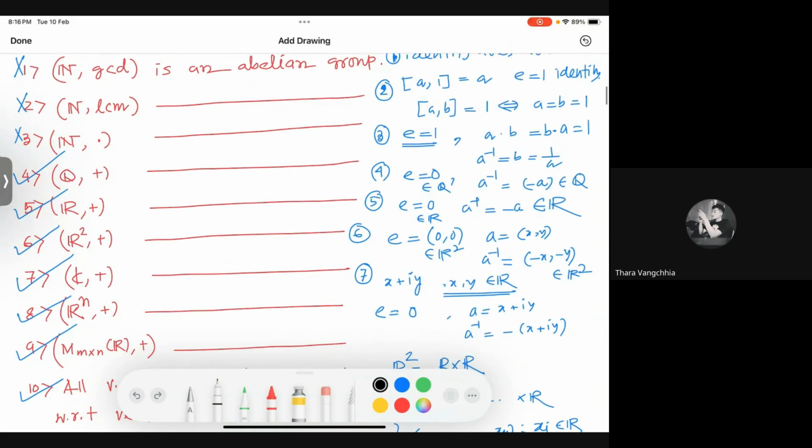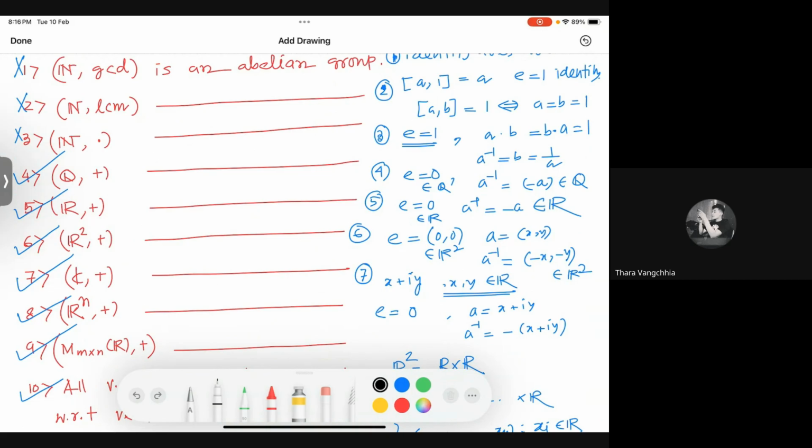So I will see Q plus, this satisfies all the three properties. So Q with respect to addition, this is a group. Can you say what is the identity element of Q? 0 is the identity element of Q. If r belongs to Q, then what is the inverse of r? Minus r is the inverse of r. Why? Because r plus minus r is equal to 0, and 0 is the identity element. Okay.